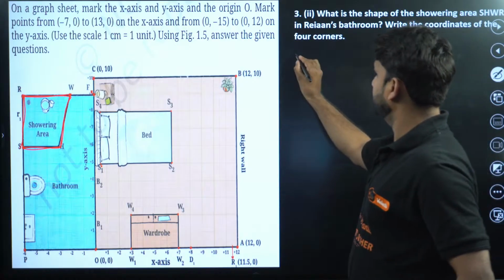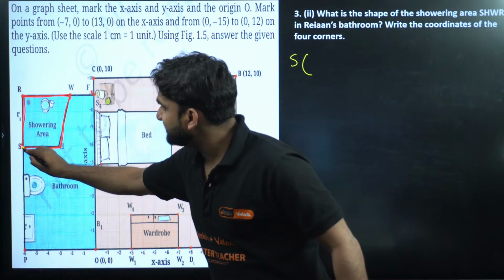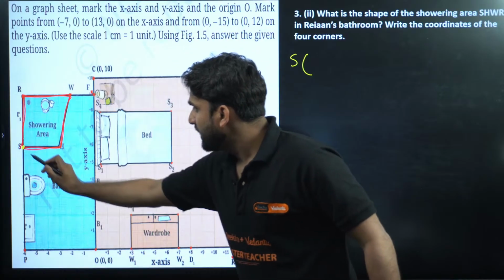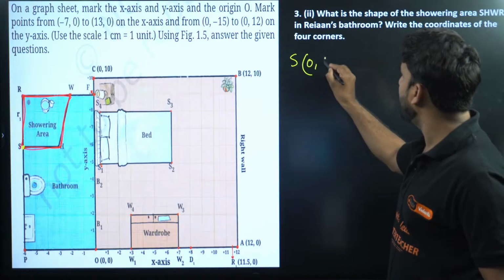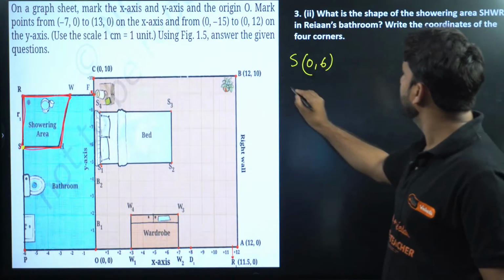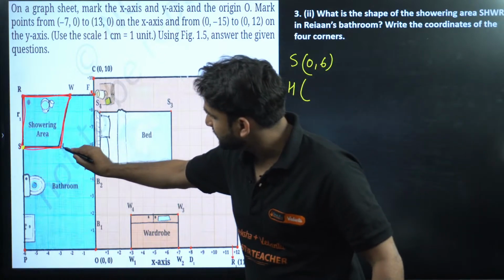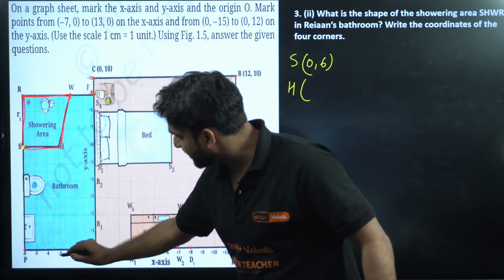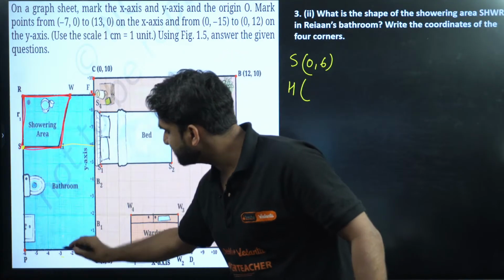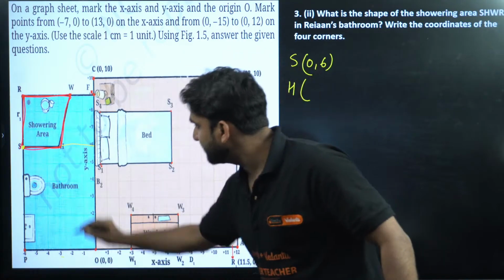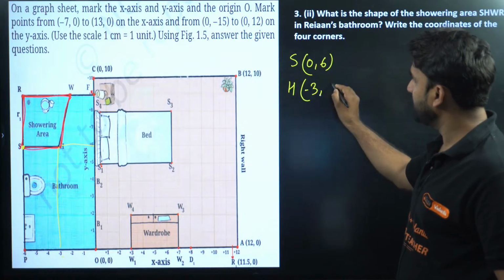Okay, so S is on the y-axis, so the x coordinate will become 0, and this is 6, so this will be 0, 6. Now H, what will be the H coordinate? Where is H? H is here. H has x coordinate -3 and y coordinate 6. This is 6 and this is -3. So this will be -3, 6.